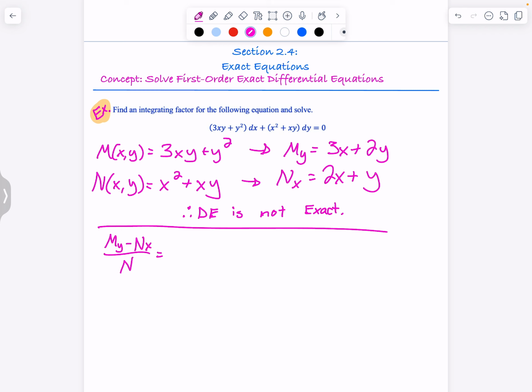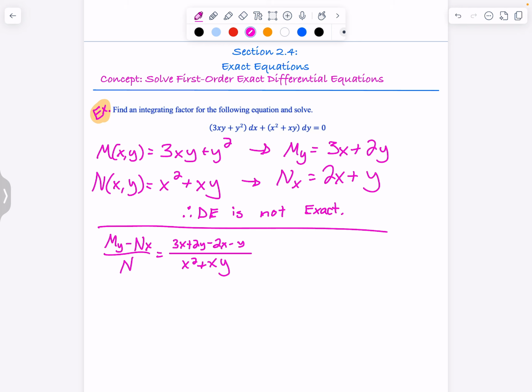If it's not, then we have to stop as of now. All right, so I'm plugging all this in. Okay, I got my numerator: it is 3x plus 2y minus 2x minus y, and then put this over N. N was x squared plus xy.